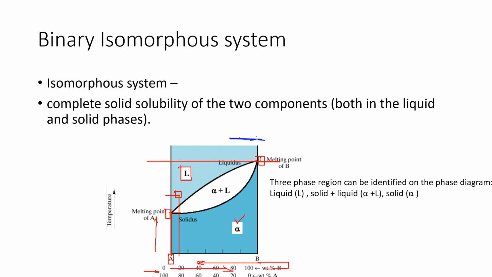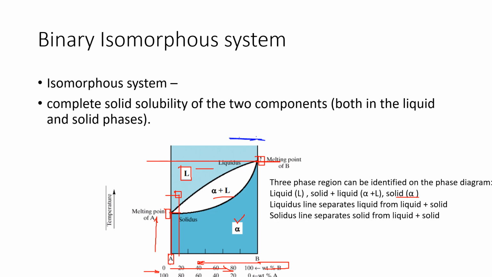Three phase regions can be identified on the phase diagram: liquid solution, solid plus liquid solution over here, and solid alpha. The liquidus line separates the liquid from the liquid plus solid. The solidus line separates the solid from the liquid plus solid.